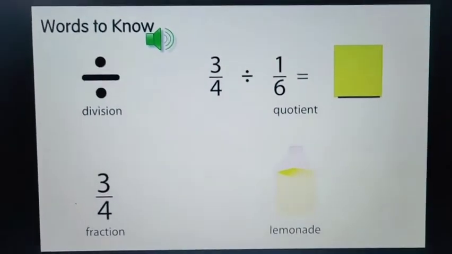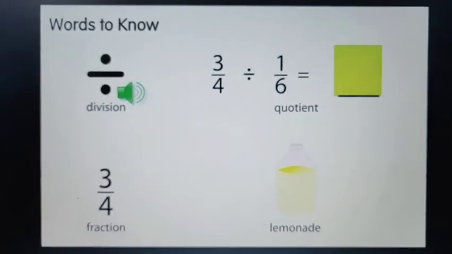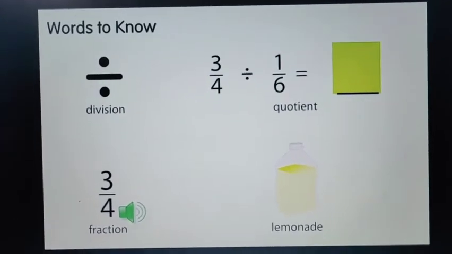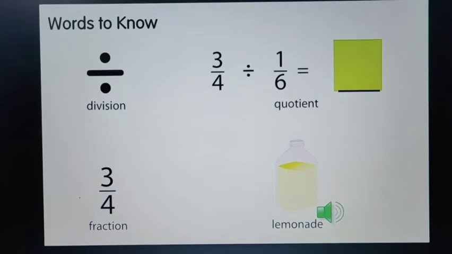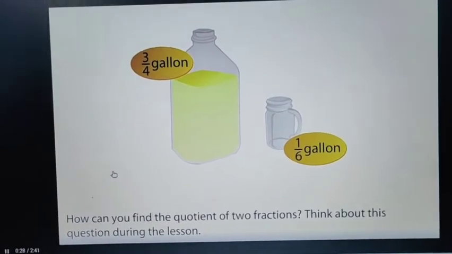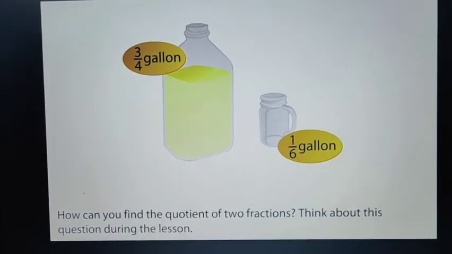Words to know. Division. Quotient. Fraction. Lemonade. How can you find the quotient of two fractions? Think about this question during the lesson.